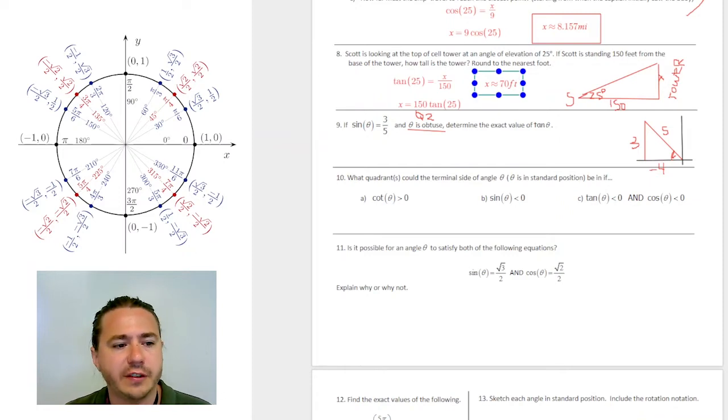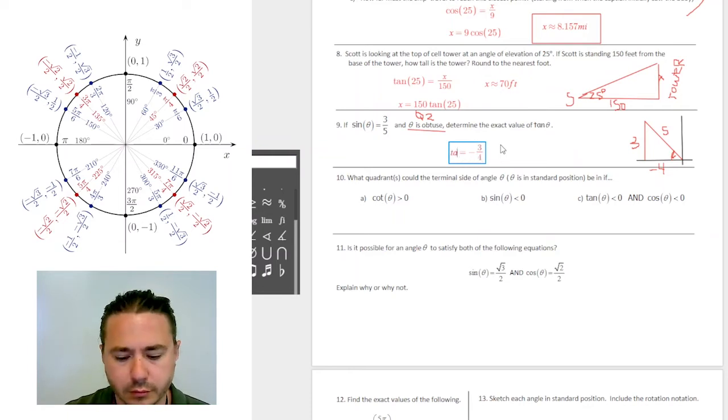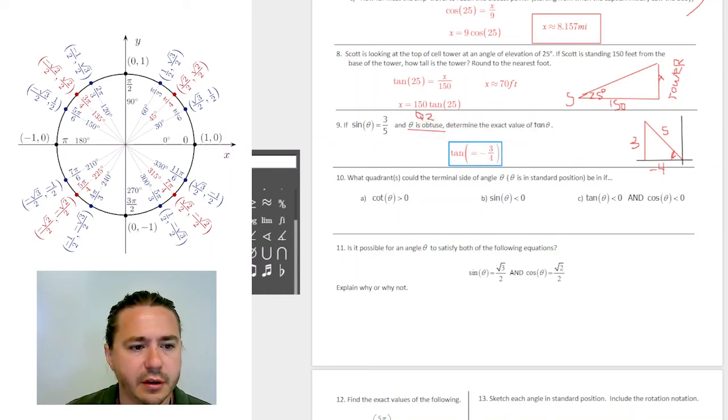So the value of tangent theta, which is opposite over adjacent, the opposite side here would be 3, the adjacent side would be -4, so it should be -3/4. So tangent of theta equals -3/4.